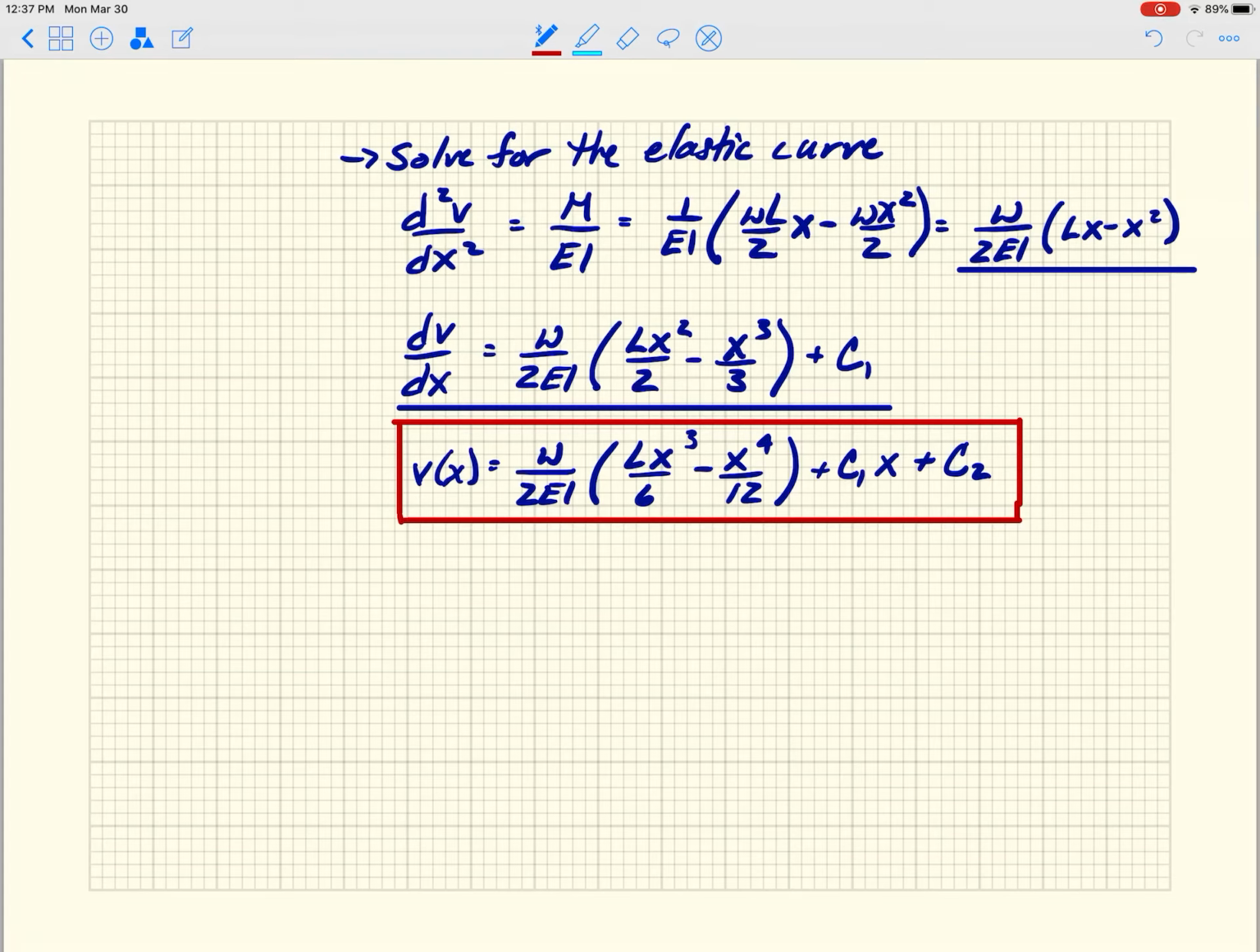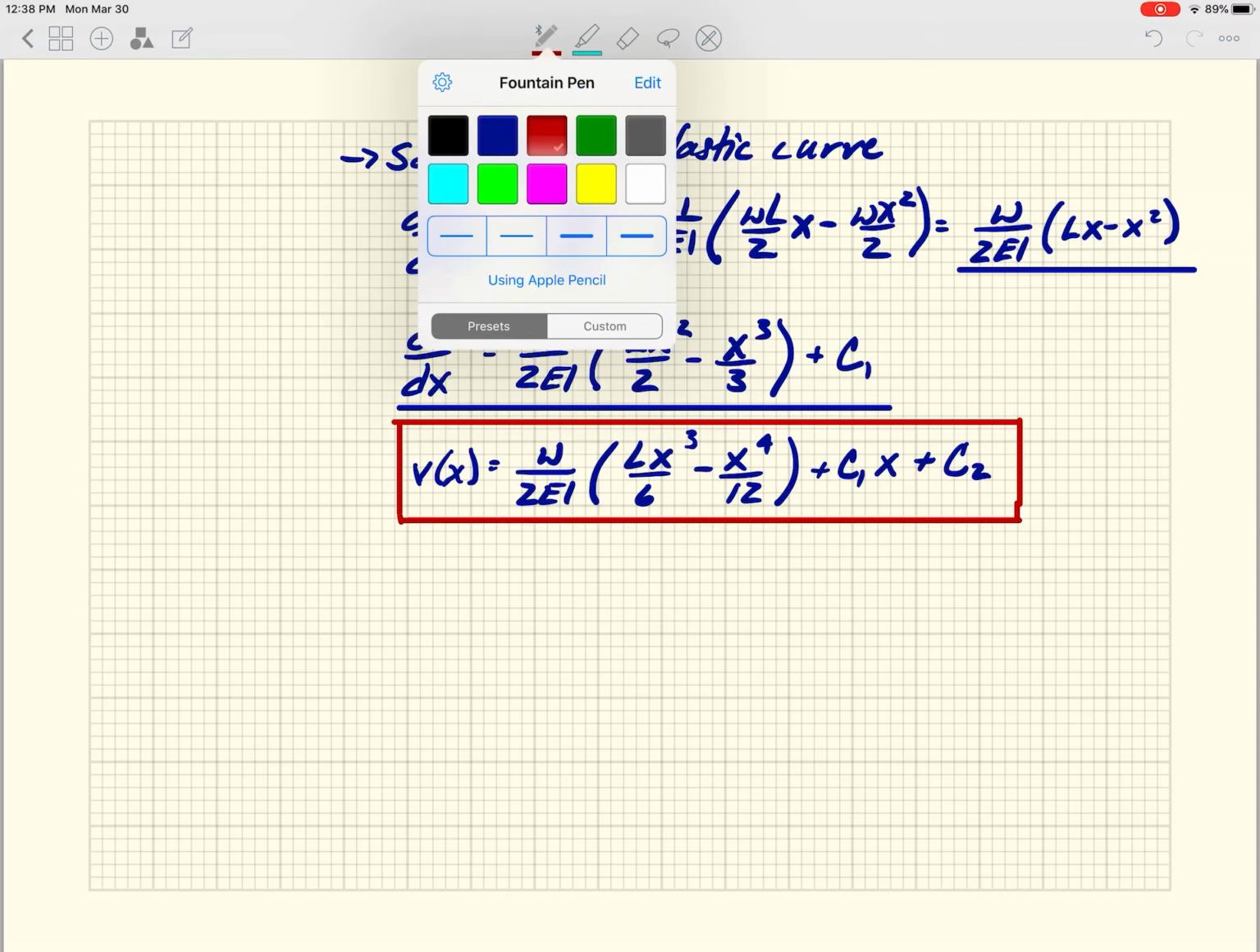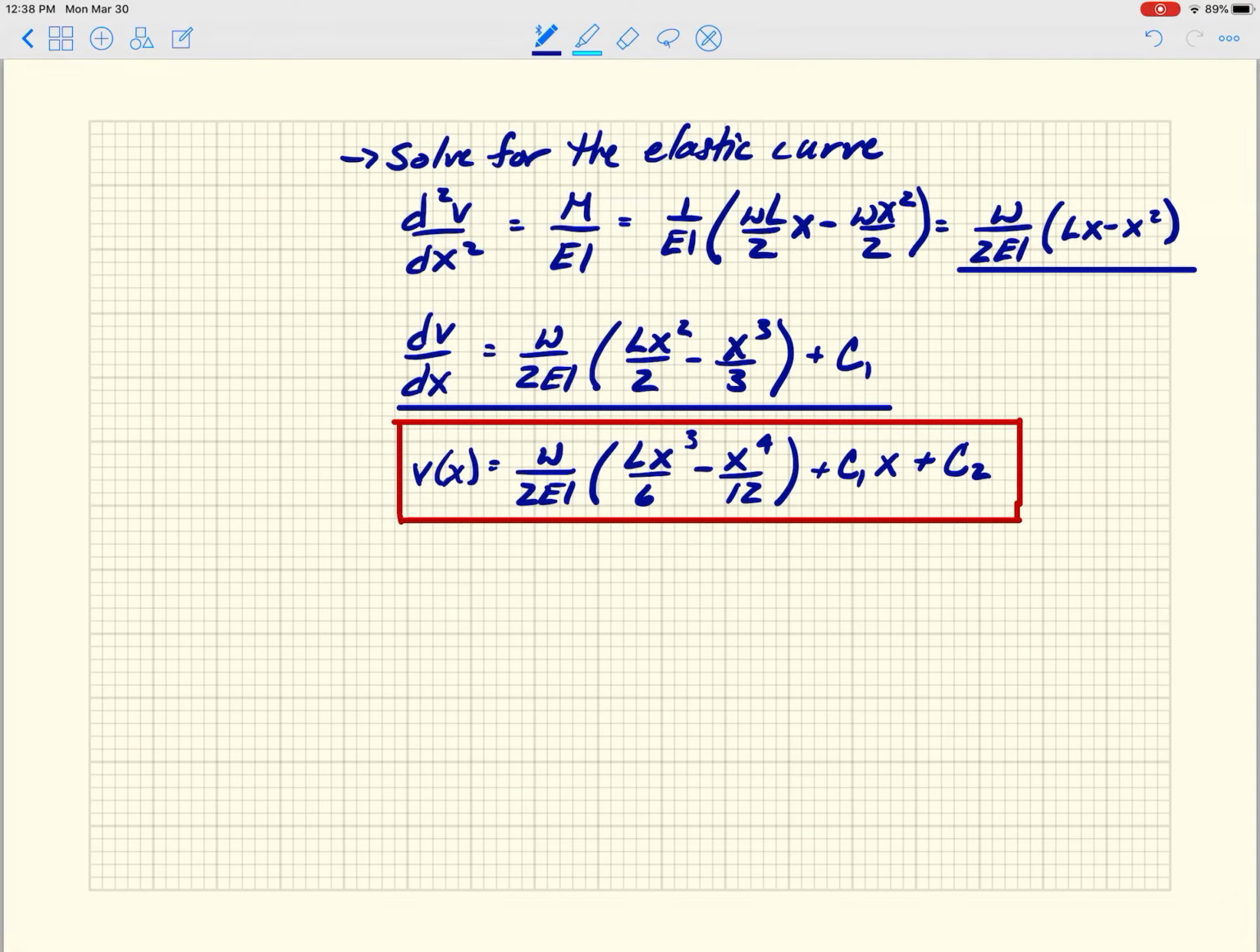So that is my elastic curve. Now, one thing you can notice here is that the elastic curve is fourth order, so the highest exponent on x we have is 4. That should make some sense because we took a moment diagram, which was second order, and we integrated it twice, which is going to make it fourth order. So the displaced shape is always 2 times higher order than the moment diagram. So now we are very close to being done, but not quite done. We now need to solve for integration constants.